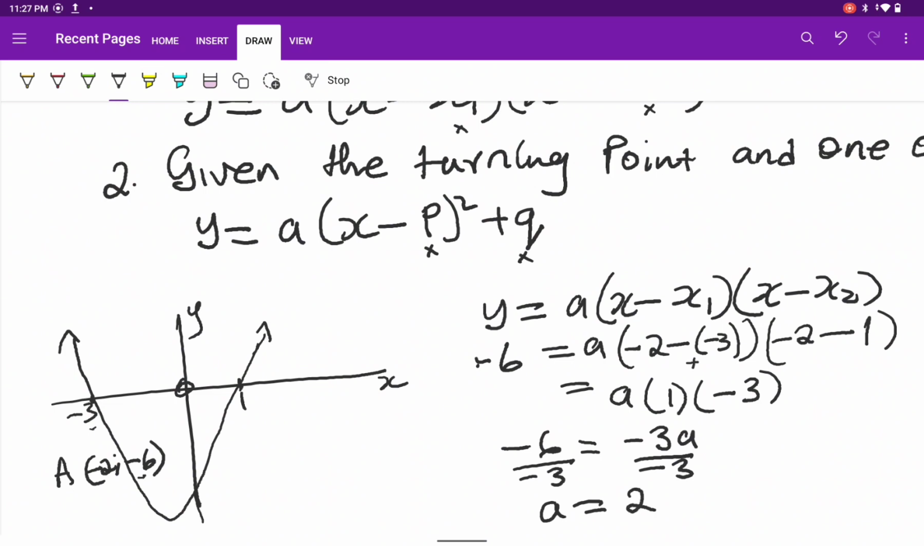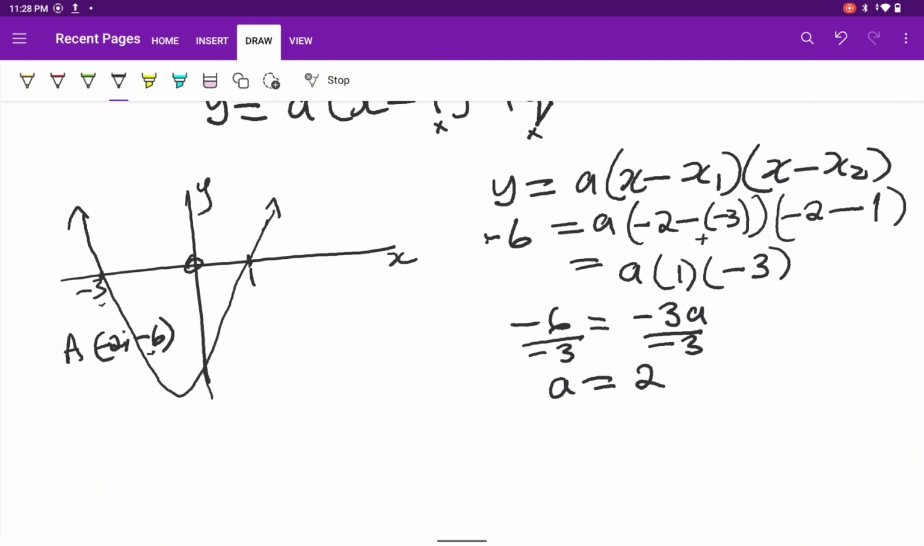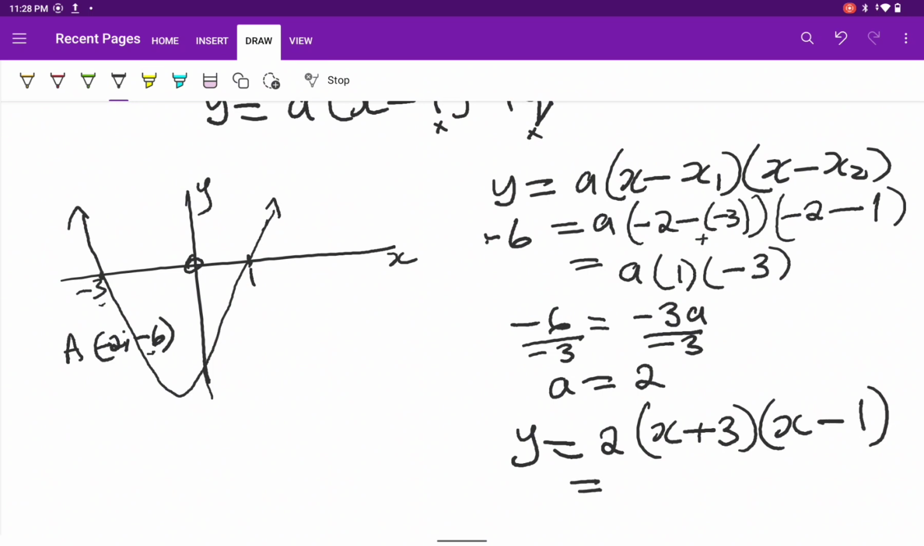So in other words, A is 2, and then we can put the A as 2 there and get our equation. So we have the equation y equals A, which is 2, into x minus -3. We can just say minus -3 is +3, and then we have x minus 1. So this is our equation. We can even remove the brackets.